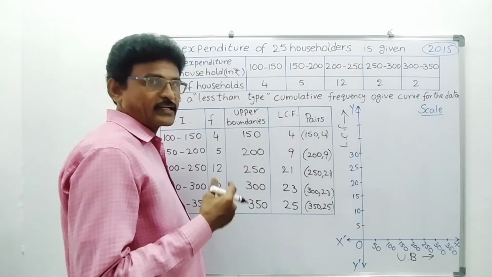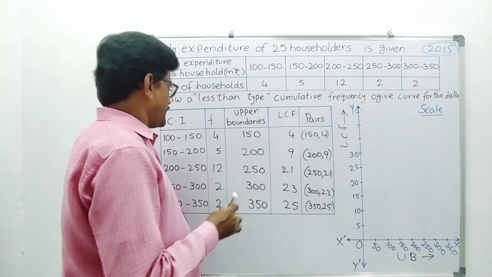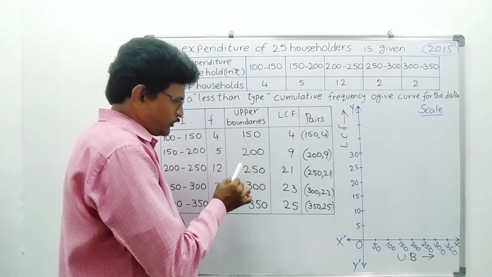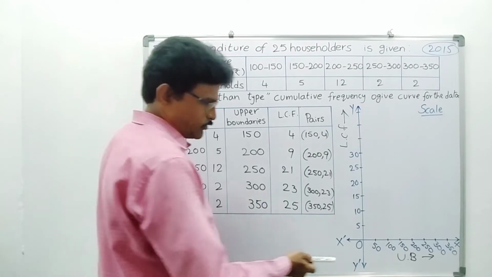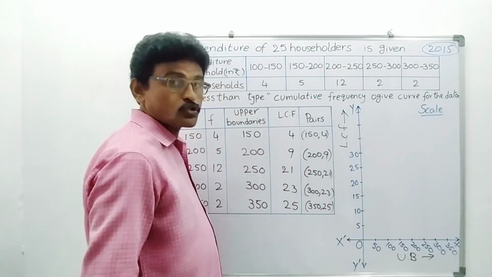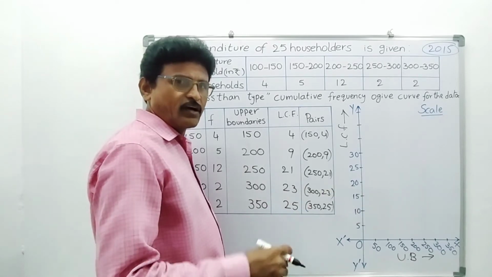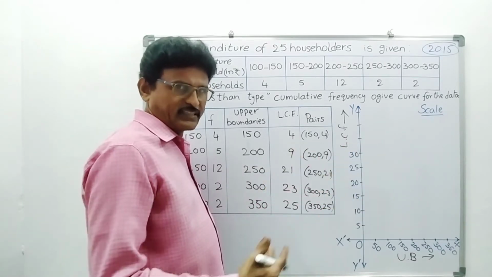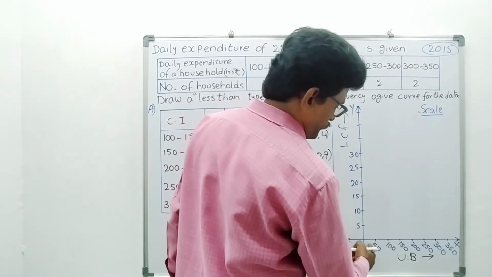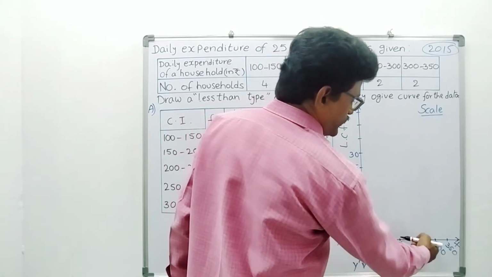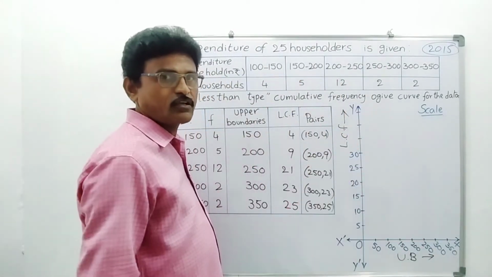Now, how to take scale? Students, here 150, 200, 250, 300, 350, we need that values here. Right? So, see 50, 50 is changing. Every centimeter we will take 50, 50 units like that. Okay? So 0, 50, 100, 150, 200, 250, 300, 350 like that on x-axis we can take.